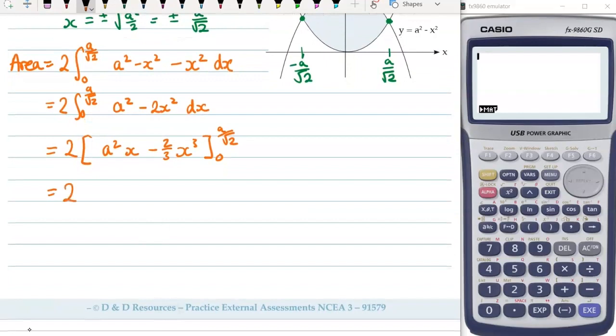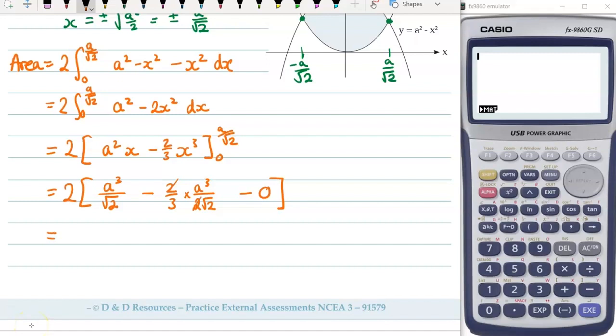So this is now 2 times by, if we pop a over root 2 in first, we'll have a cubed over root 2 minus 2/3 of a cubed over root 2 cubed, which is 2 root 2. And the 0 term, if we were to put that in, just comes to 0 on each of those bits.